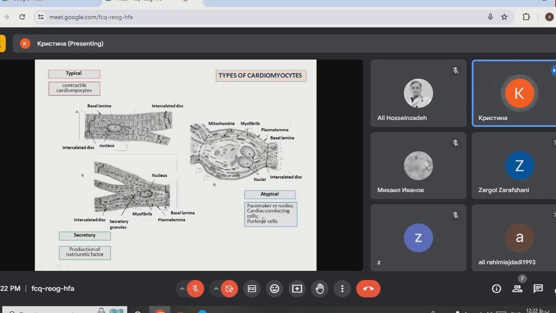The cardiac conducting cells are smaller cells, and they conduct this impulse from pacemaker cells to the third type of cells, Purkinje cells, and they transmit this electrical impulse to typical cardiomyocytes, making them contract.